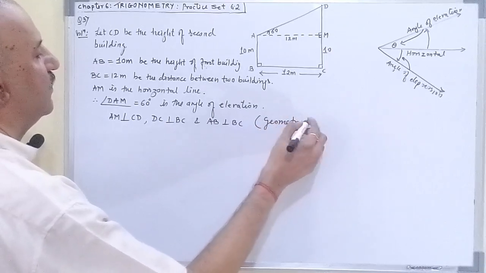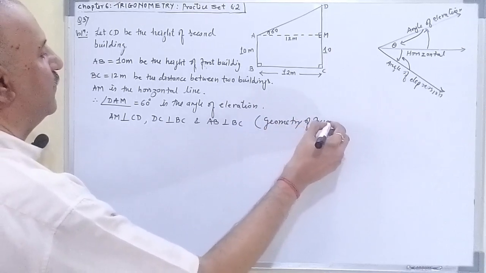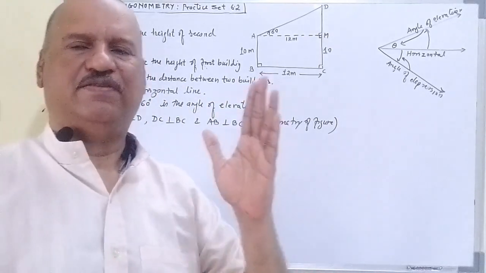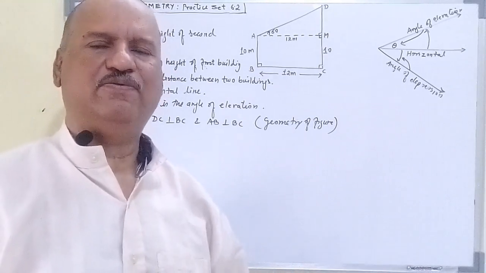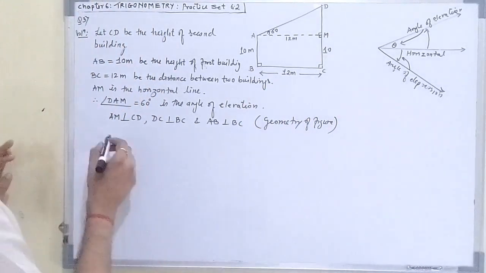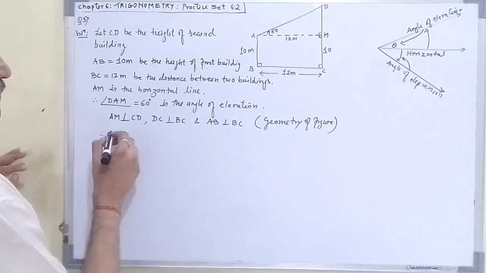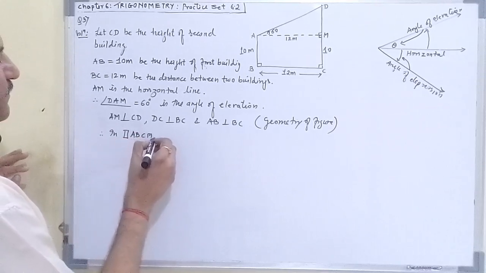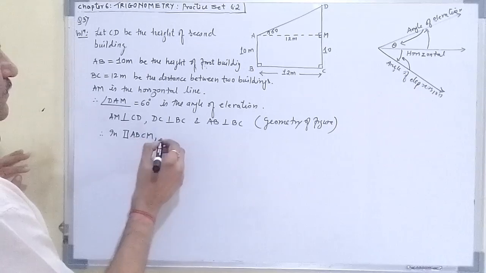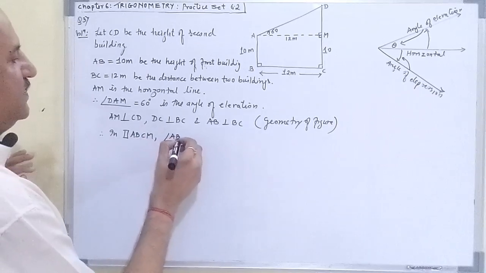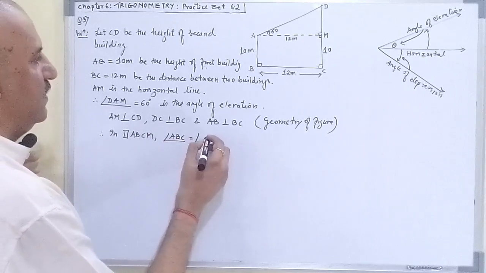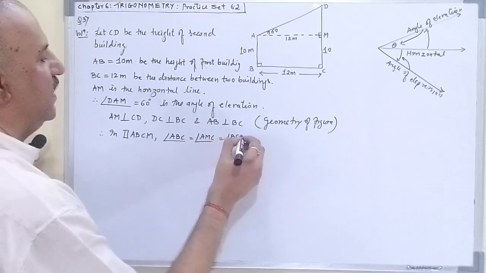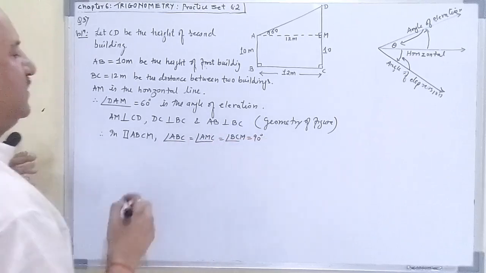Geometry of figure किया है. Geometry, and it is understandable that the two buildings will be perpendicular to the ground. ये इसलिए geometry of the figure लिखते हैं. Therefore, in quadrilateral ABCM, angle ABC equal to angle AMC equal to angle BCM equal to 90 degrees.